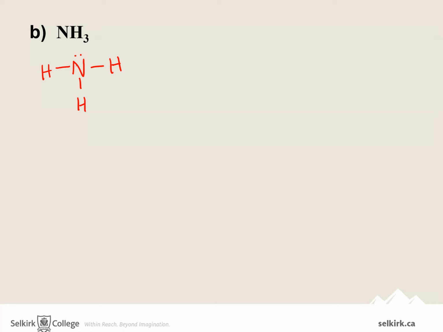All right, there's my Lewis structure for ammonia. Based on the Lewis structure, I can see 4 electron pair domains around that central atom. 4 electron pair domains means I have a tetrahedral electron pair geometry. But because I have a lone pair, one corner of the tetrahedron is missing. Although my electron pair geometry is tetrahedral, my molecular geometry is trigonal pyramidal.